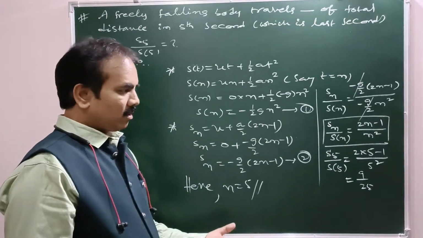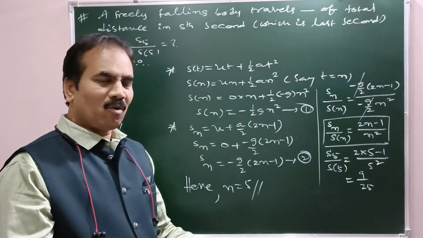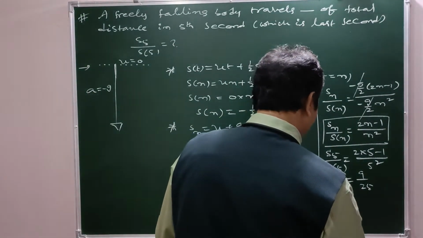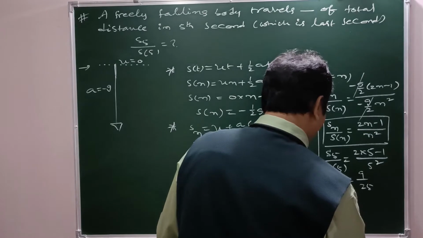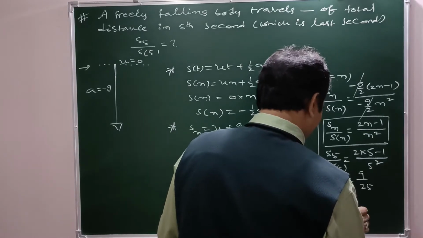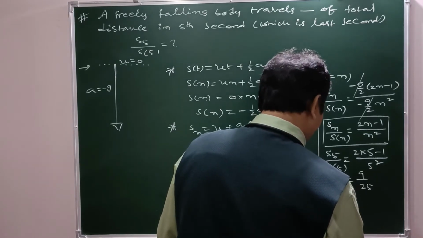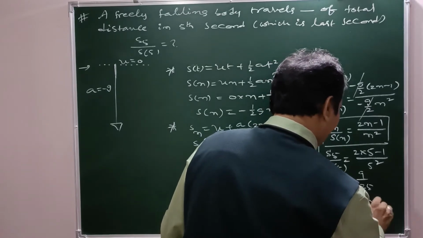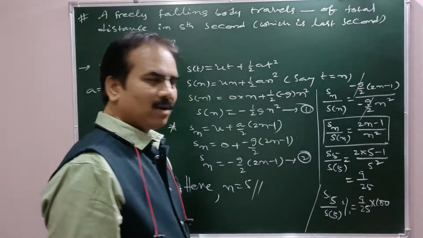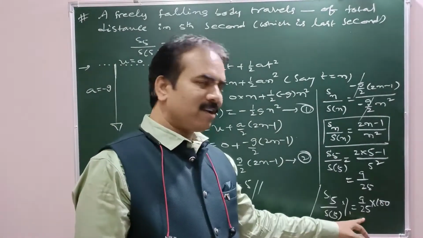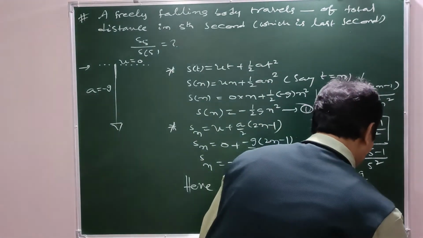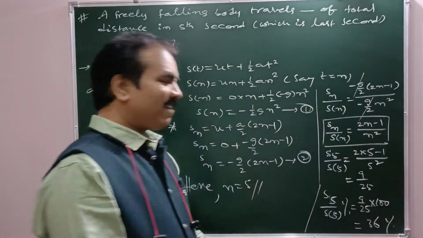Suppose if it is multiplied by 100 on both sides, then S_5 by S of 5 as a percentage equal to 9 by 25 into 100. That is, 100 by 25 means 4, and 4 nines are 36 percentage. 36 percentage. What is the reference here?